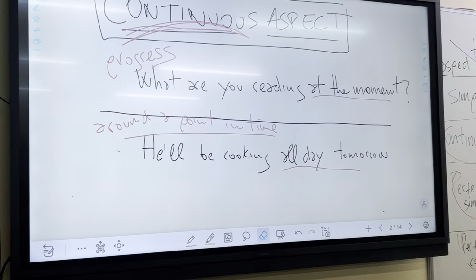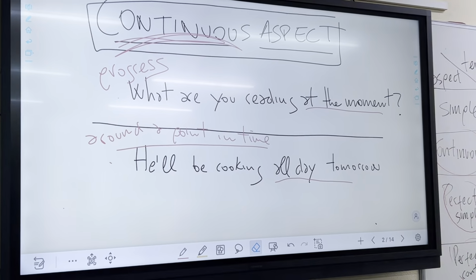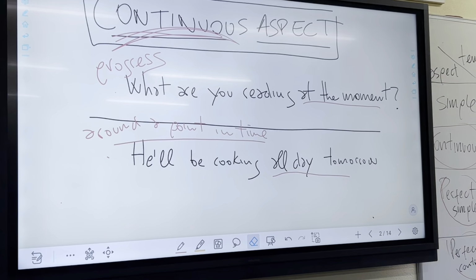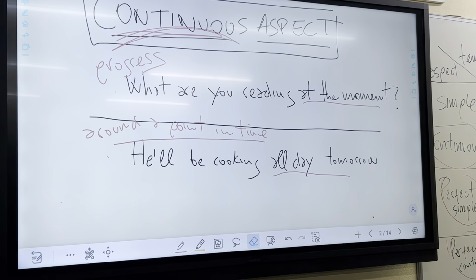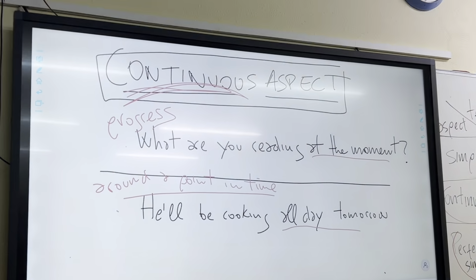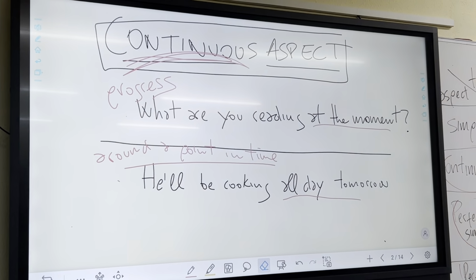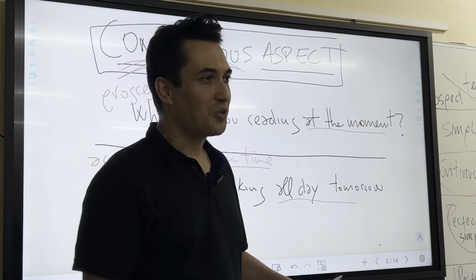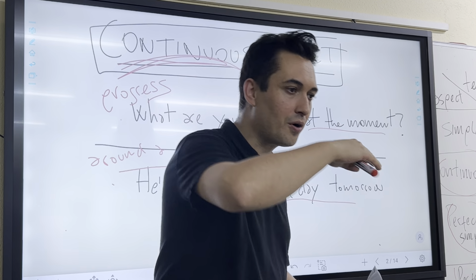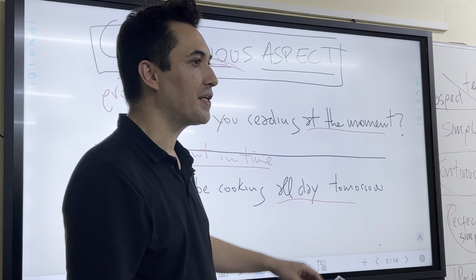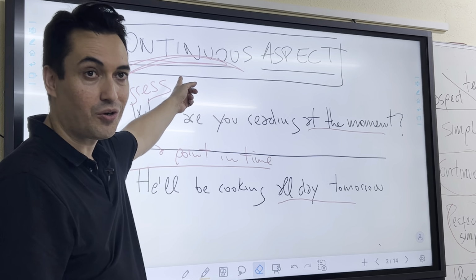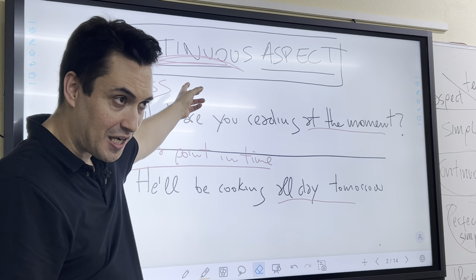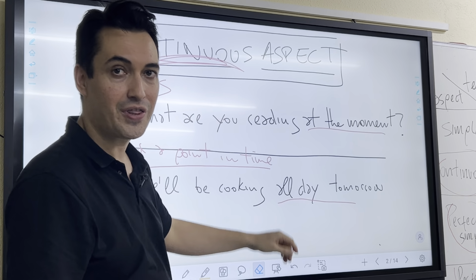And now we're talking here about the continuous aspect. An action is in progress or around a point in time. That's easy, guys. It's going to get more and more complicated now. That's one of the uses of the continuous aspect, but the continuous aspect can express many other things.